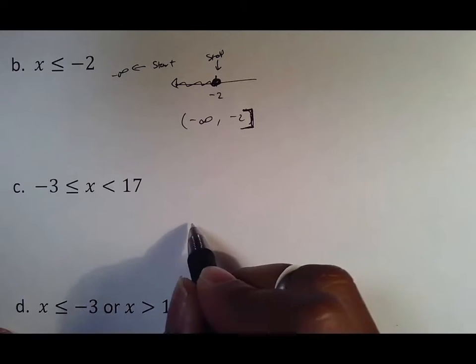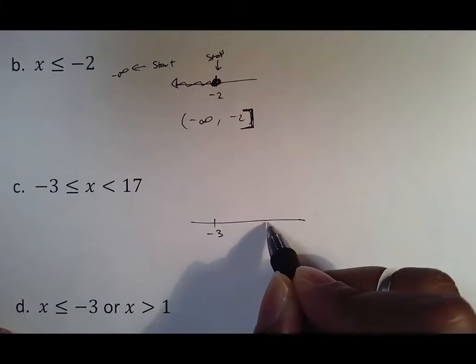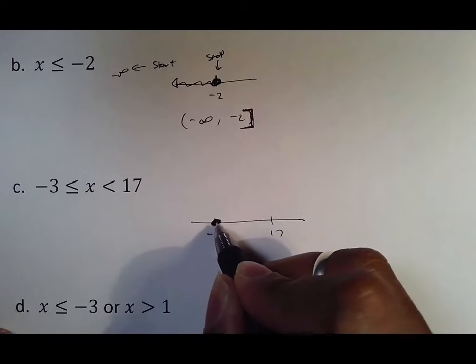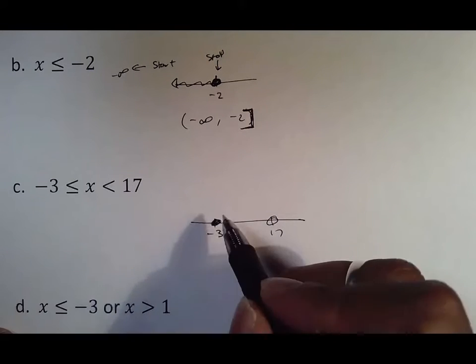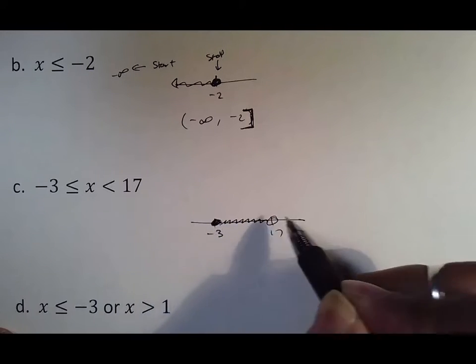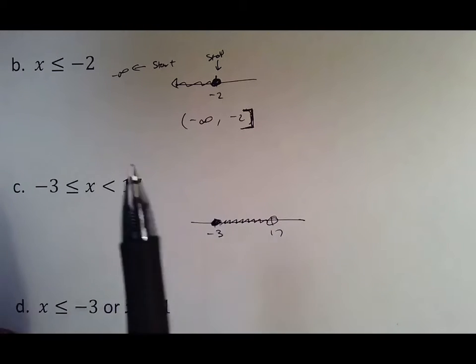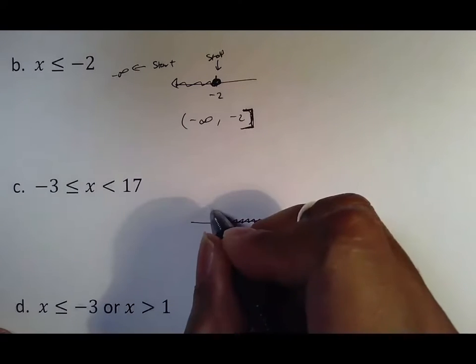If you're looking at C, again, we're keeping numbers in order, -3 to 17. -3 is closed, 17 is open, and because x is in the middle, as we should have learned in our lesson, it's going to be in between those two. So if you're looking at your start point, it's here.